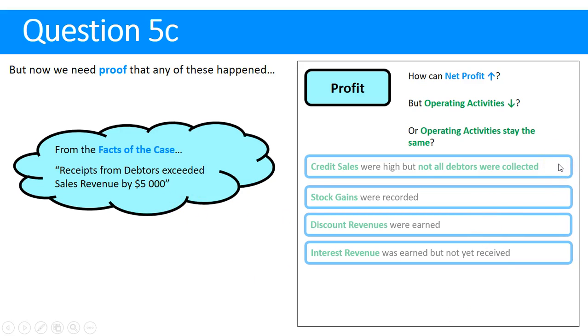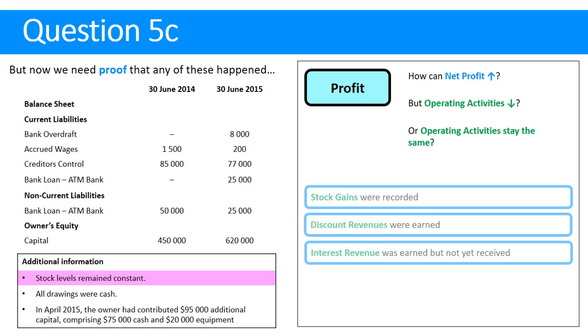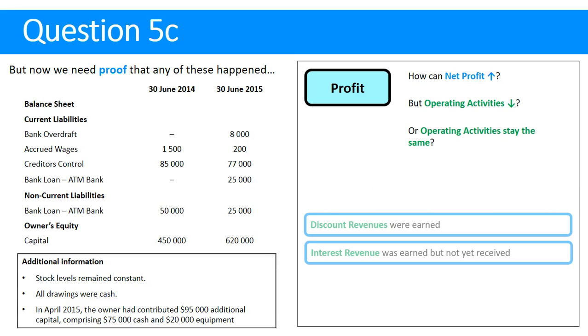Credit sales were high, but not all debtors were collected. Well, that's clearly not true. Receipts from debtors were $5,000 higher than credit sales. So we'll get rid of that. Was there any stock gain? Now, we're only looking for information that contradicts this. In this case, we're told that stock levels remain constant. So really, that's probably not one, given that we sold roughly the same amount of stock, our profit was good. We're going to get rid of stock gains. There's no proof of that.